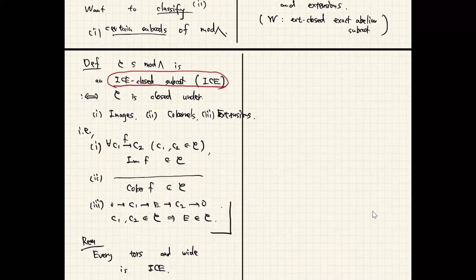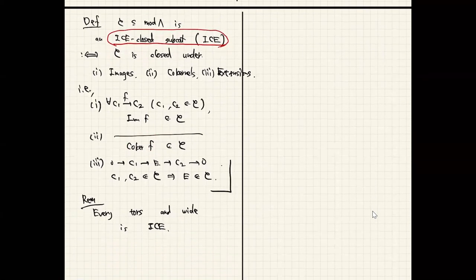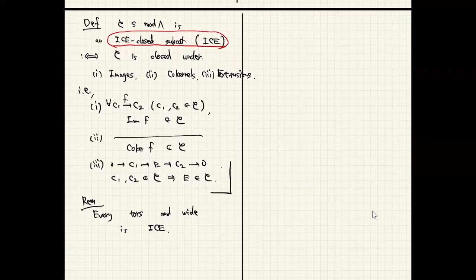And for wide subcategories, image F is the kernel of the co-kernel of maps. So image F belongs to C and co-kernel F also belongs to C, since a wide subcategory is closed under taking kernels and co-kernels.